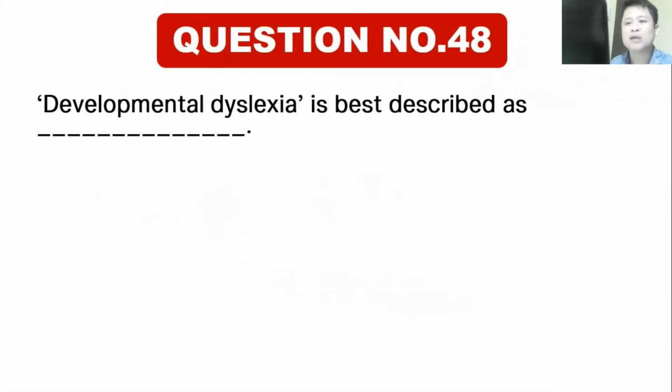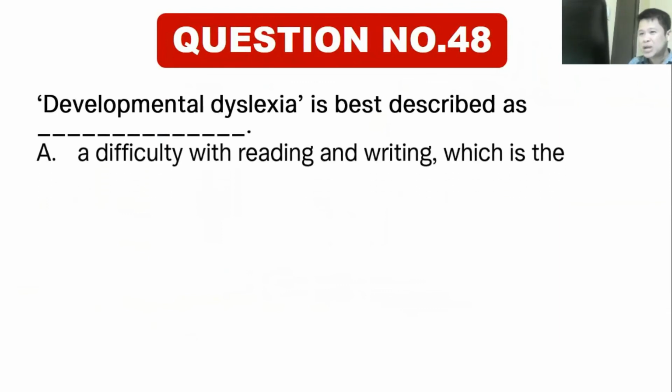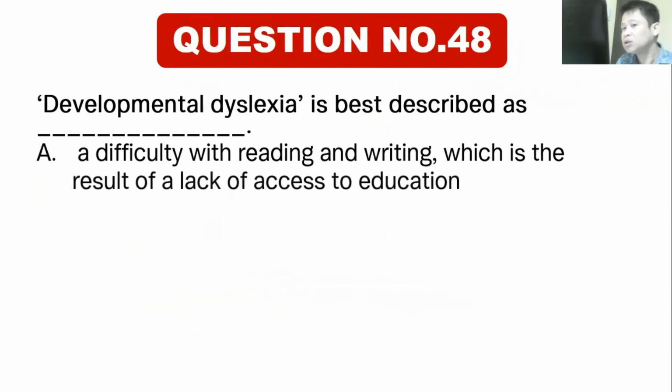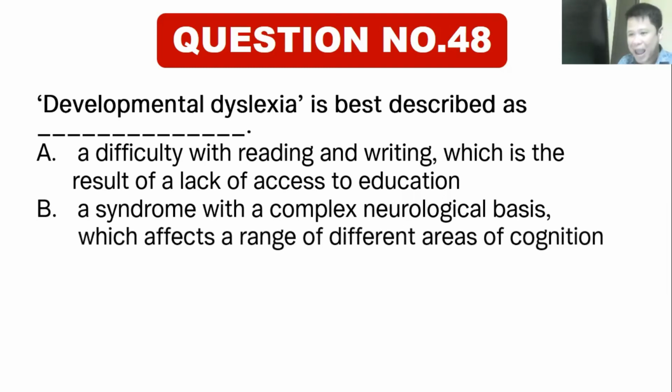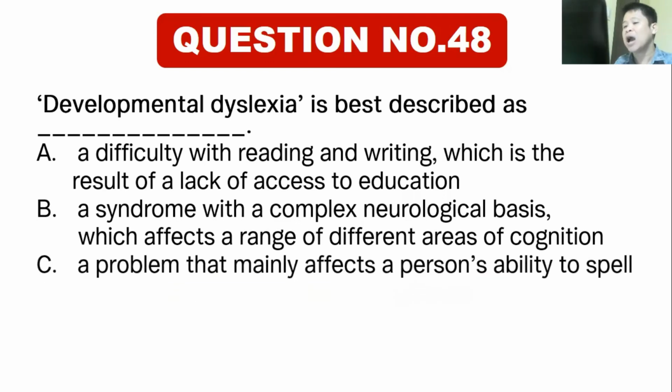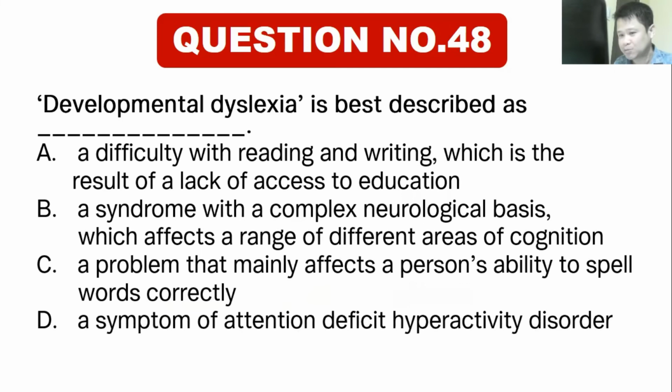Number 48. Developmental dyslexia is best described as A, a difficulty with reading and writing, which is the result of a lack of access to education. B, a syndrome with a complex neurological basis, which affects a range of different areas of cognition. C, a problem that mainly affects a person's ability to spell words correctly. And letter D, a symptom of attention deficit hyperactivity disorder, or ADHD.